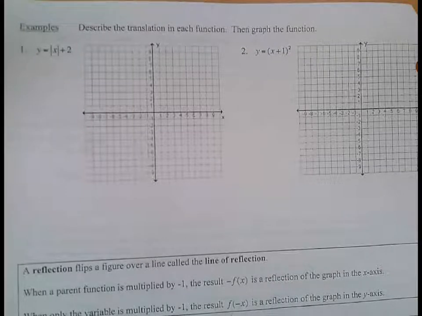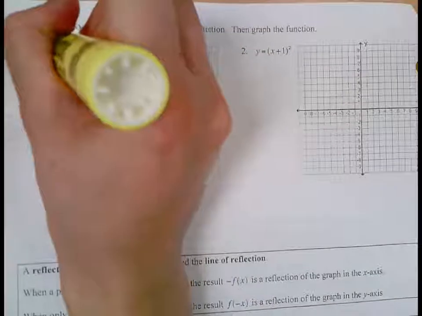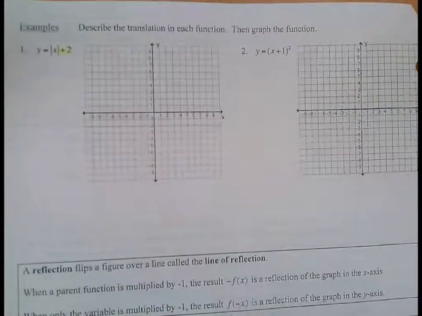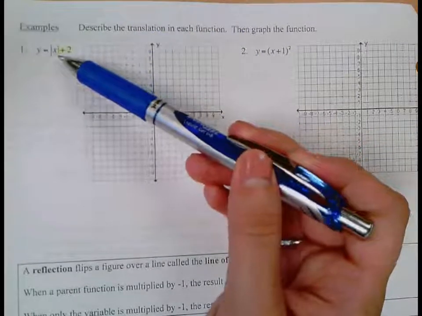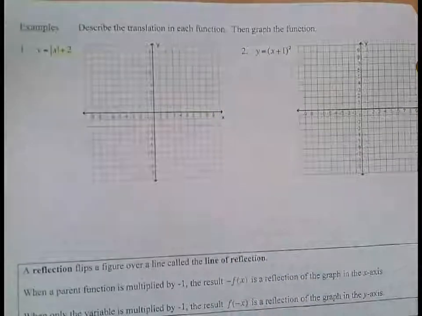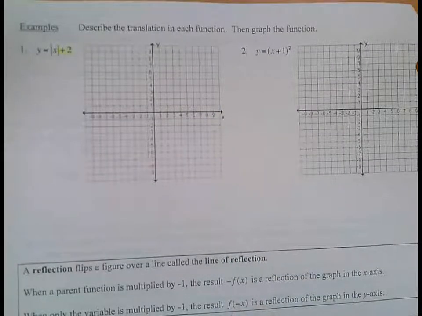So looking at example 1, we have y equals the absolute value of x plus 2. The plus 2 is what is transforming the graph. So we're starting with the absolute value of x and then transforming it by adding 2 to the end. If you take a look at your formulas on the front for absolute value, is the plus 2 an a value, an h value, or a k value?